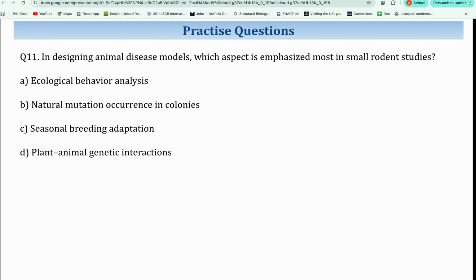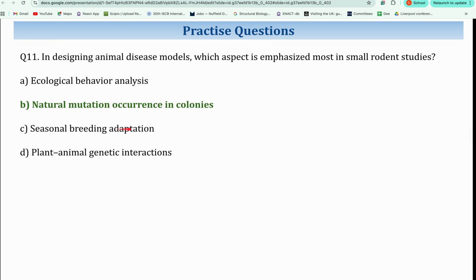Okay, so now let's see. The right answer is option B, which is natural mutation occurrence in colonies. So let's see all the options. Option A says ecological behavior analysis. It focuses on studying animal interactions in their natural habitat, so it is not the main emphasis in small rodent studies. Whereas if we talk about natural mutation occurrence in colonies, then yes, spontaneous or engineered mutations are inbred into the rodent colonies, so they are crucial for creating reliable disease models. So yes, this aspect is emphasized.